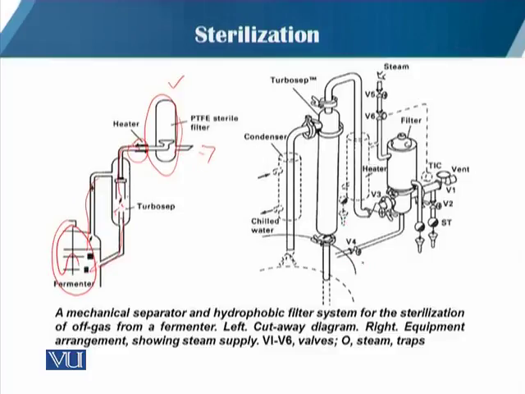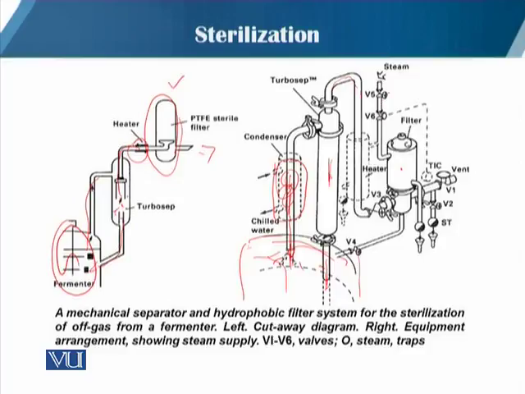In this diagram, you can see the fermenter, and this is the whole fermenter vessel. First, the air passes through a condenser. This is the coil, and all the water which is condensed here is then dropped down into the fermentation vessel. Then the air goes into a turbosep in this chamber, and again if there is condensation, it goes back. Then the air goes by this, here is the heater, and then here is the filter.